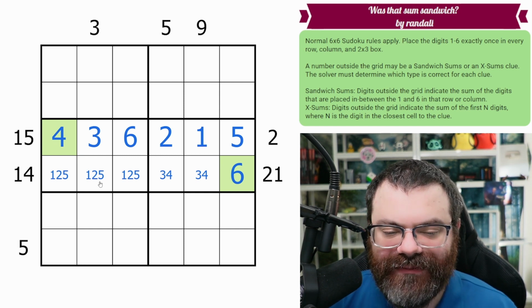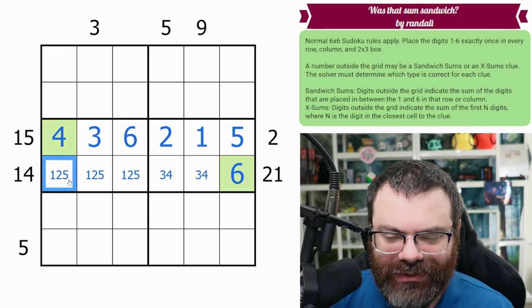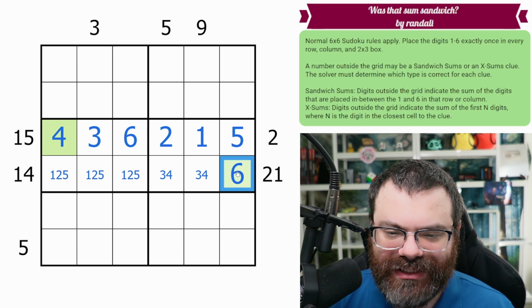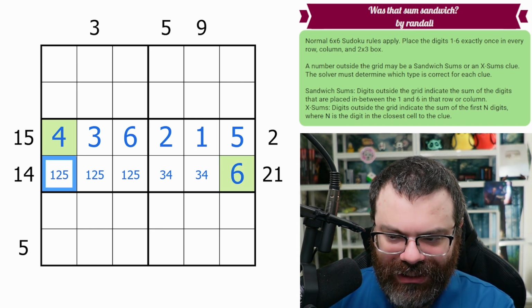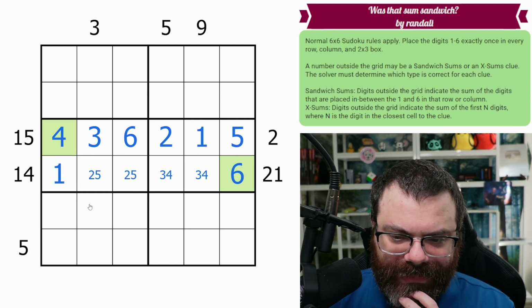So if we wanted to add to 14 inside a sandwich, this would be the 1, and then these would automatically add to 14. If we wanted to do an X-sum clue, we can't use 1, 2, or 5 to do it. 5 is going to add to 15 because the 6 is over here. And 1 and 2 are way too small to add to 14. So this is the 1. This is a 2, 5 pair, and then this is our sandwich.